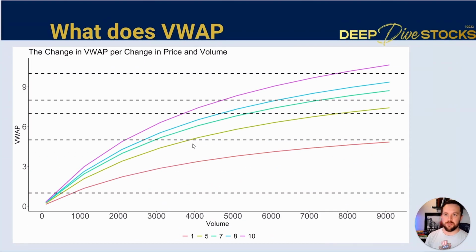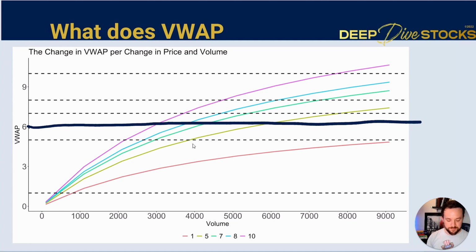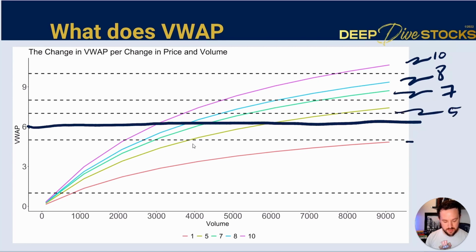So with our example, and with all of this fun information that we've added, let's look at how VWAP changes as you change the average price, the next VWAP value, and how you change the volume that it takes to get to that VWAP value. We are still starting with the same previous VWAP value from before. Each one of these lines represents the next VWAP value. So this is 10, this is 8, this is 7, this is 5, and this is 1.